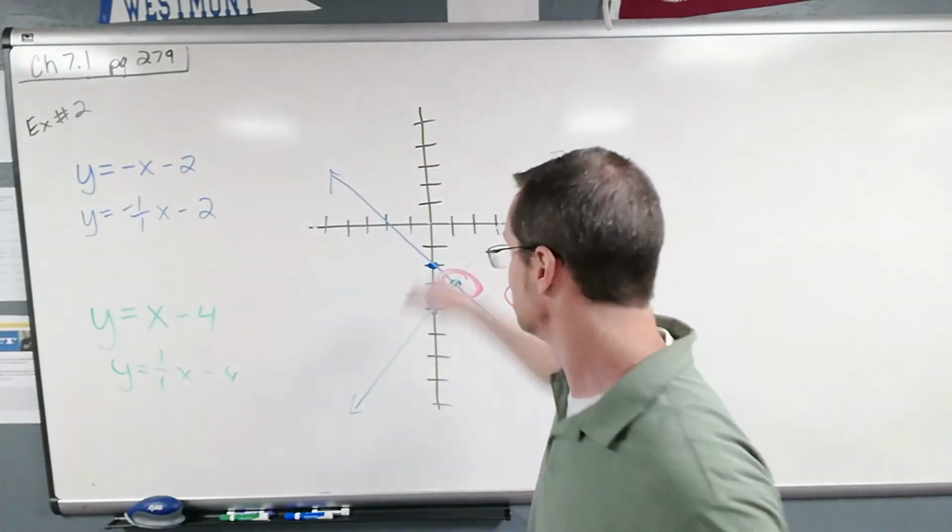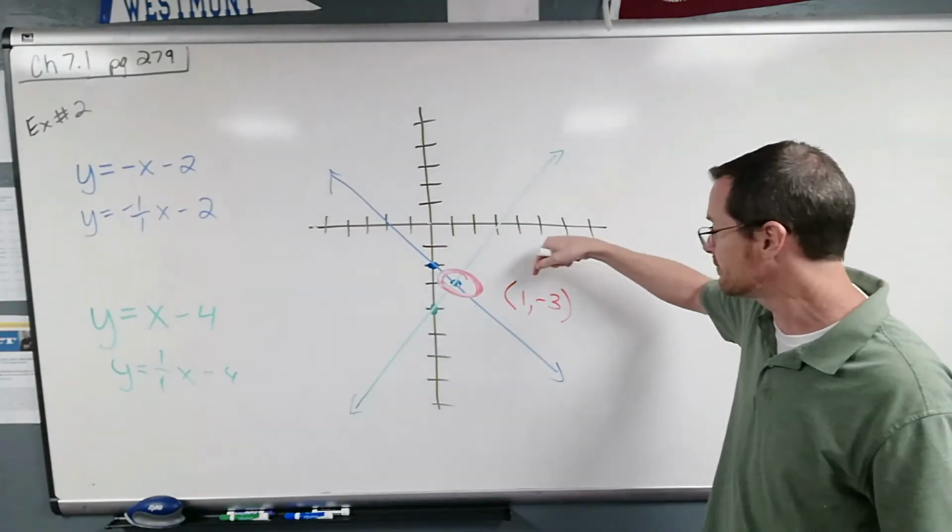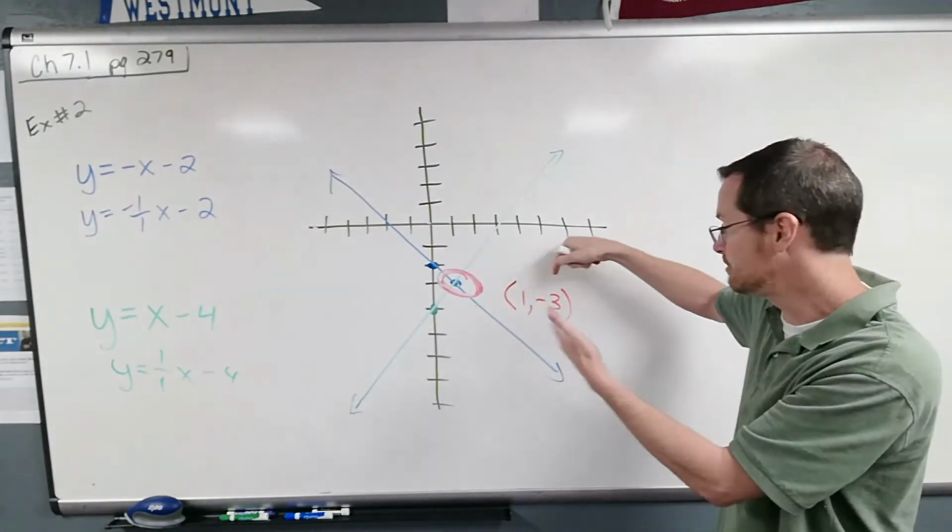I can prove it to you. That 1 is an x value. The negative 3 is a y value, right? So if I plug in 1 to my equation, I should be able to get negative 3 out.